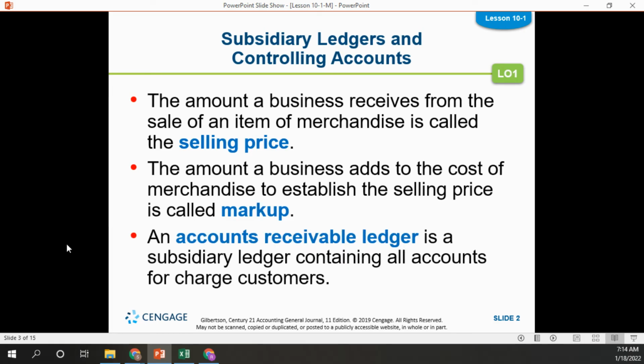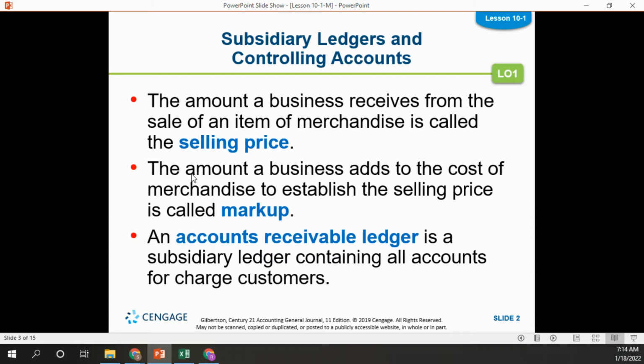An Accounts Receivable Ledger is a subsidiary ledger containing all accounts for charged customers. Okay. And you're familiar with this with accounts payable. Now, instead of having an individual account in our general ledger for every one of our accounts receivable customers, which we did way back when with Delgado Web Services, we had a general ledger account for every one of our customers. If a business is large enough, we're going to say, no, that's going to be a waste of time. All right. We're going to create a subsidiary ledger, an accounts receivable ledger.